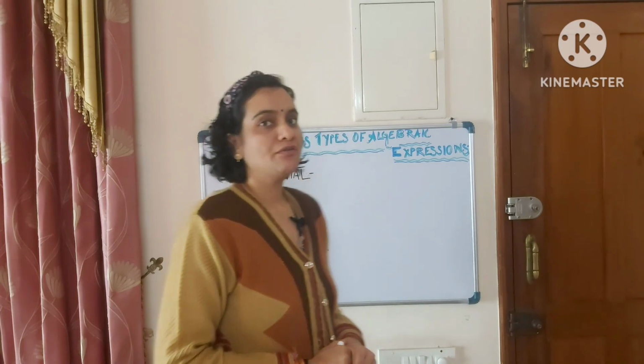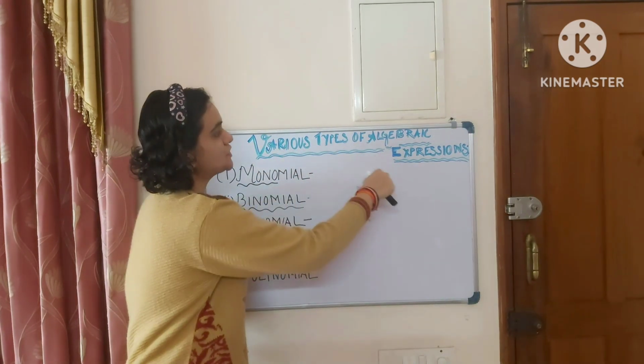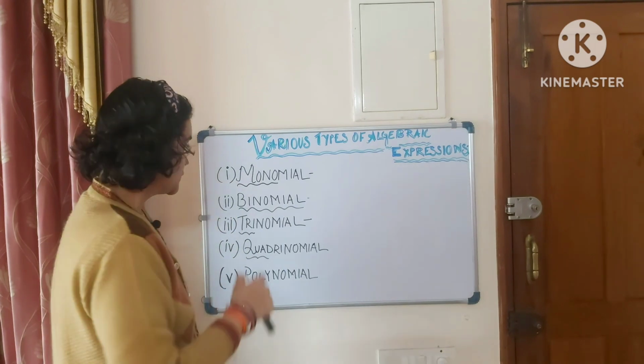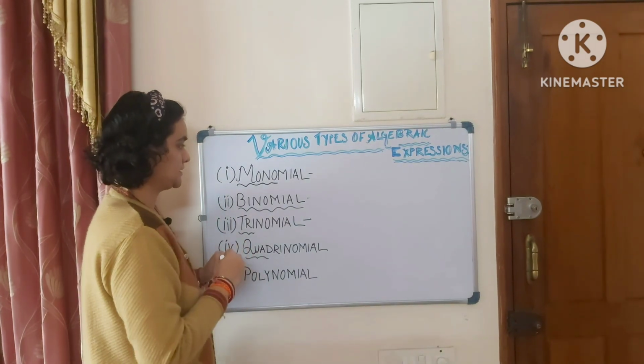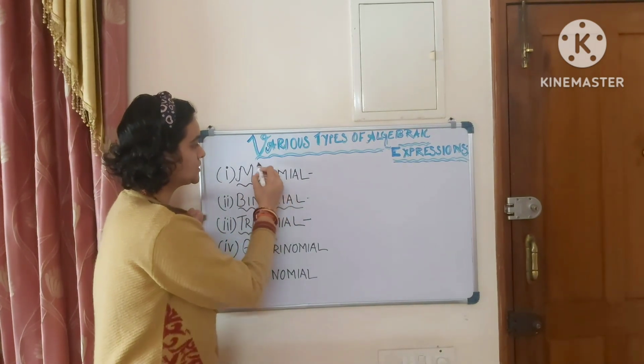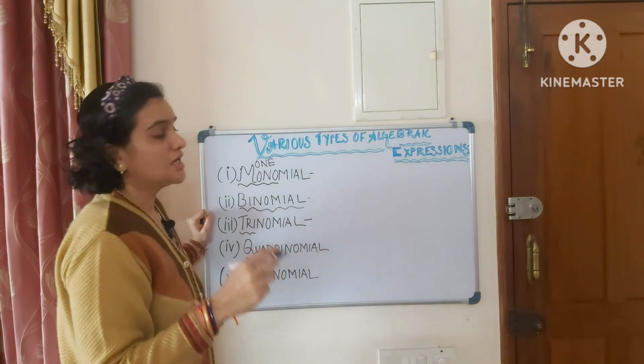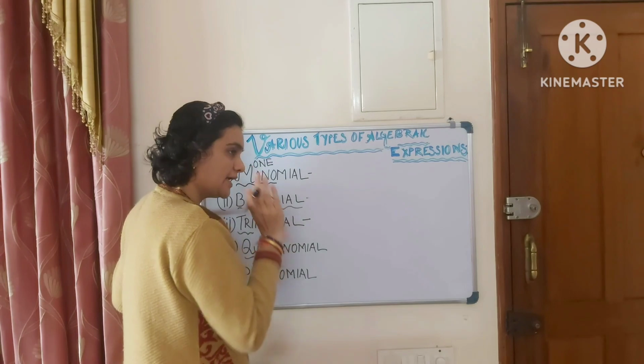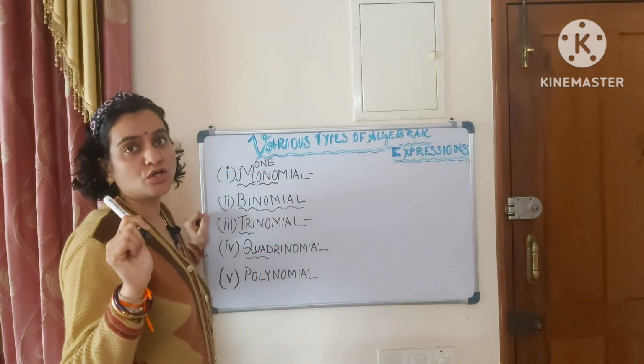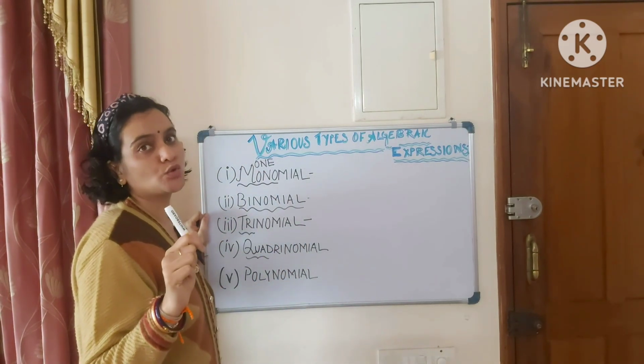In the last video, we completed exercise 8A of algebraic expressions. Now we will see different types of algebraic expressions. So the first type is monomial. Mono, wherever it is used, we know it means one. Mono means one, so there will be only one term. Any algebraic expression which has got only one term in it is called a monomial.